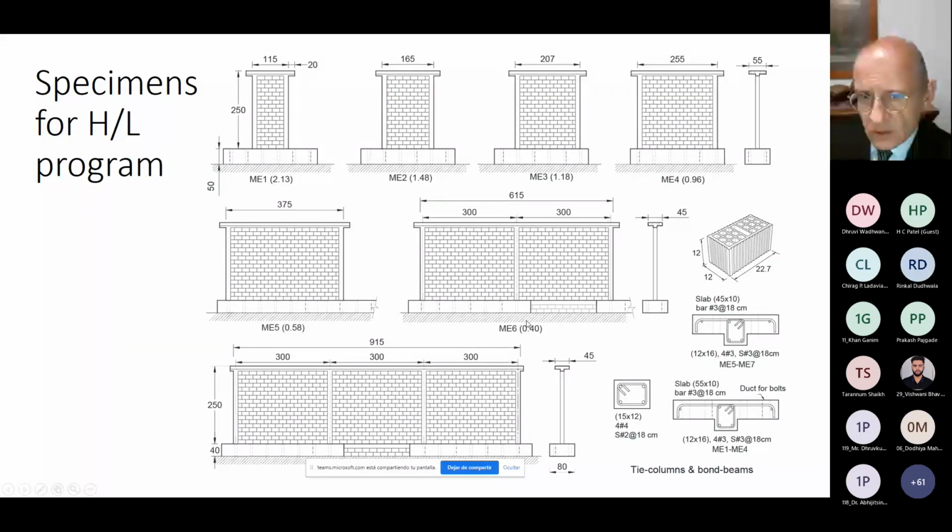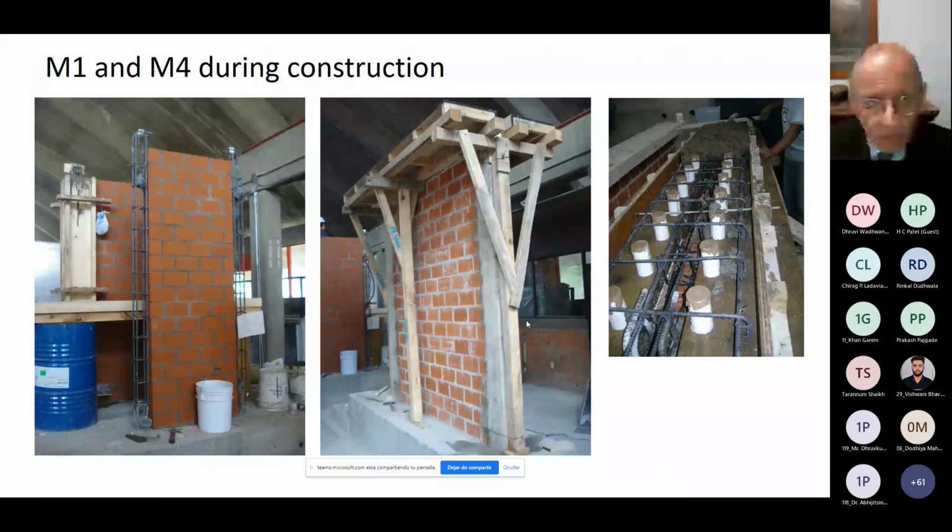And for these experiments, we use a type of masonry units that are very much used in Mexico. These are machine-made clay units with multiple perforations, and are very common in Mexico. And here are some photographs of specimens being built.